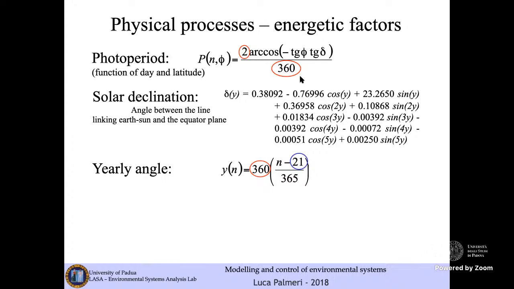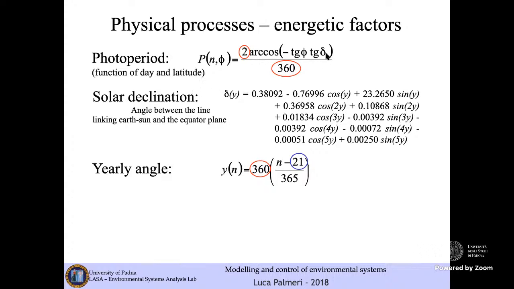These are astronomical models. So these are models that, as a function of the movement of a planet around the sun, describe how the quantity of solar light that arrives on the surface of the planet changes. Again, photoperiod depends on the day of the year and on the latitude. So on the time, season, day of the year, and on the place at which this energy arrives.